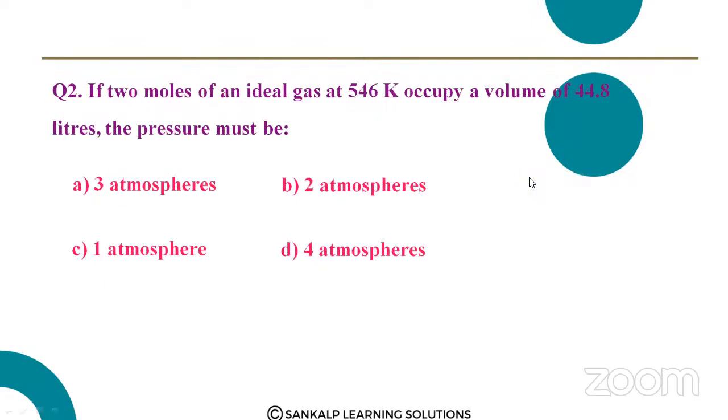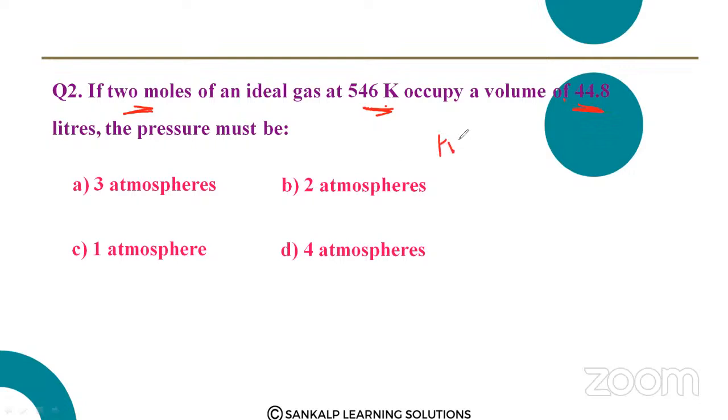Next, if 2 moles of an ideal gas at 546 Kelvin occupy a volume of 44.8 liters, the pressure must be. Okay, so how to solve this? What they have asked: 2 moles of ideal gas, temperature is given, number of moles are given, volume is given. So we have to find the pressure.